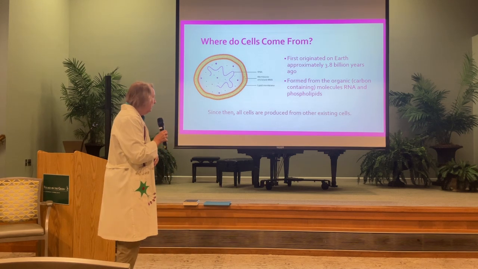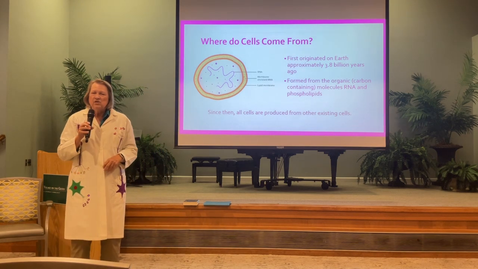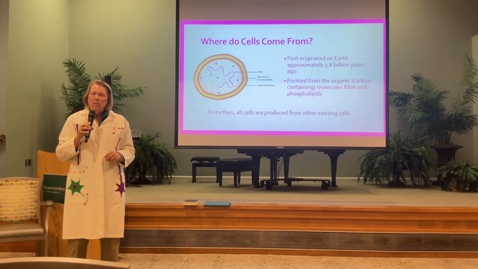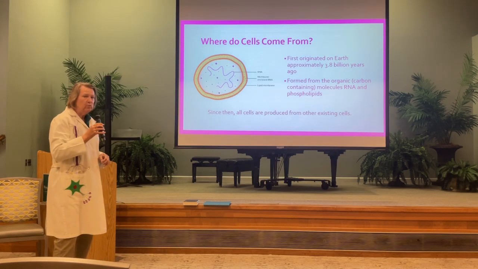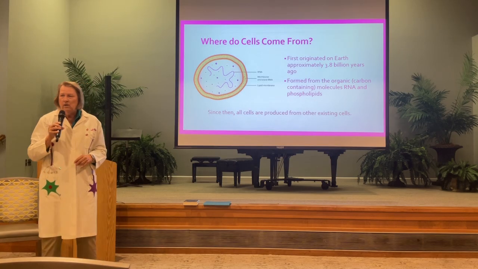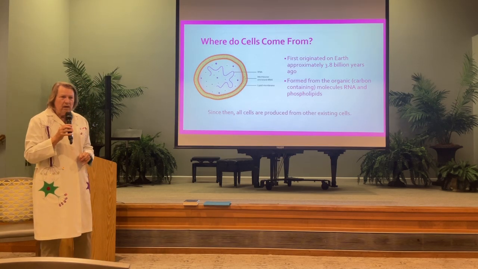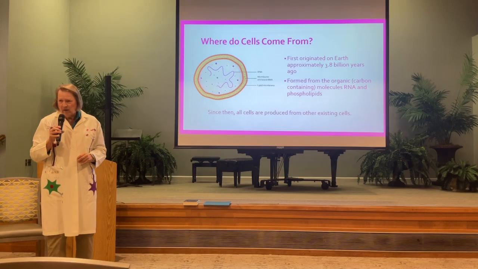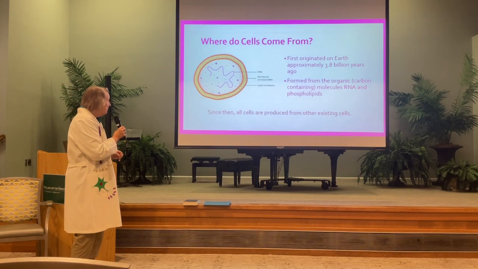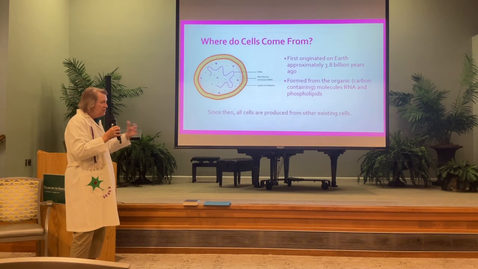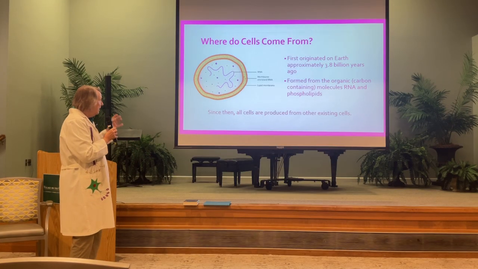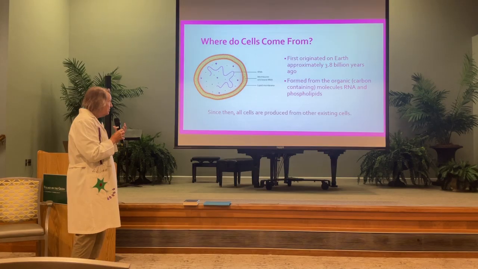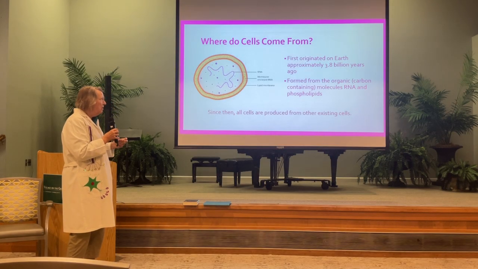It's thought, and again, this is scientific evidence. Nobody is here now that was there 3.8 billion years ago to actually know this, and that was before written language, so we don't have any written evidence. But based on scientific simulations, what we can do in the lab, it appears that the first cells formed from two different kinds of organic molecules.